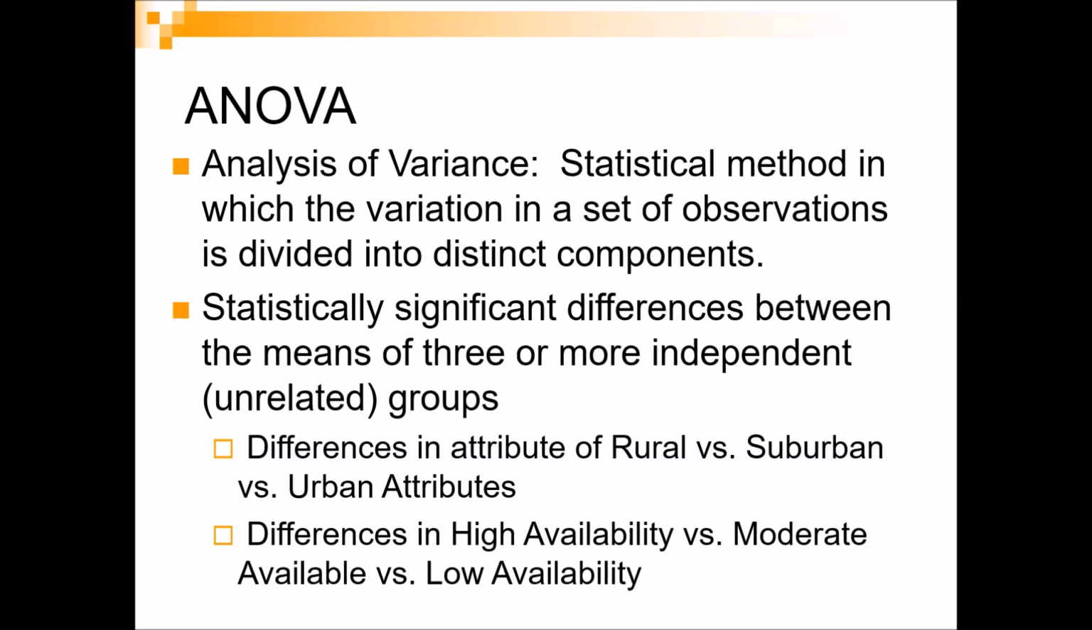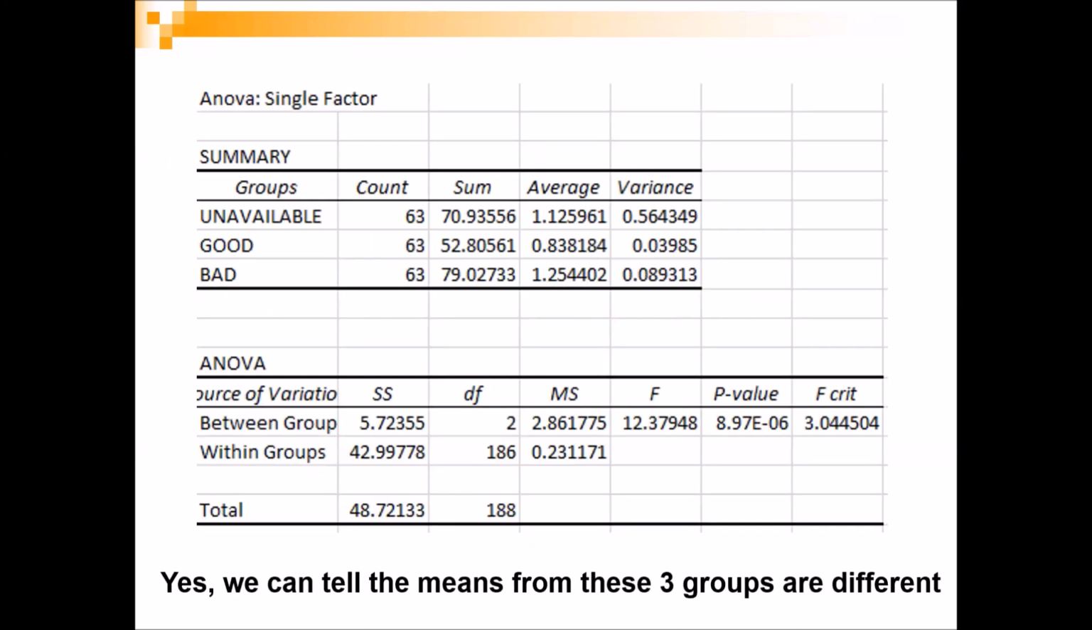So I want to see if there's a difference in rural versus suburban versus urban COVID rates or income, as opposed to just one versus the other. Or differences in high availability versus moderate availability versus low availability for certain metrics here. And so we can also run an ANOVA, meaning, here are the average rates. What are the chances they are statistically different?